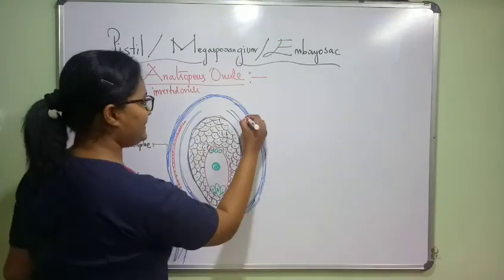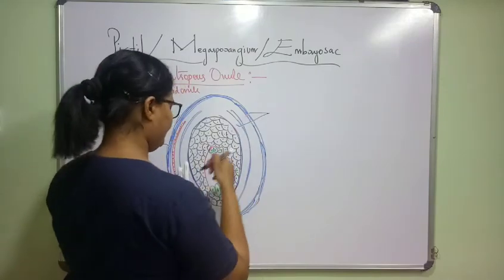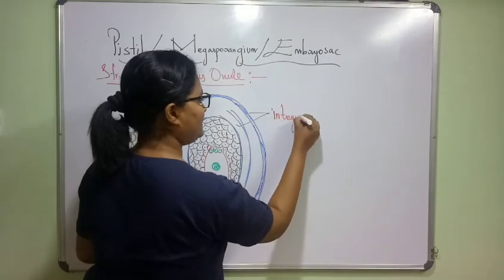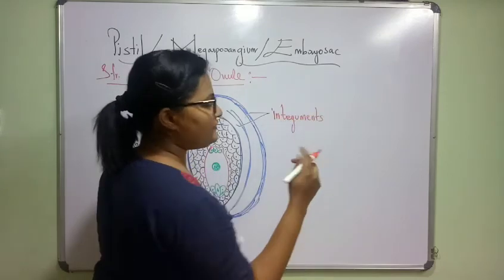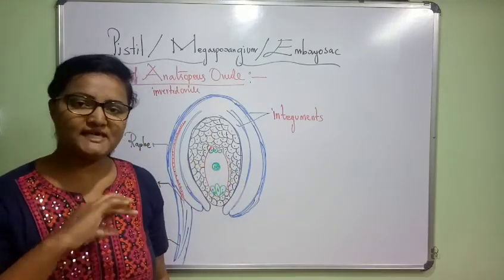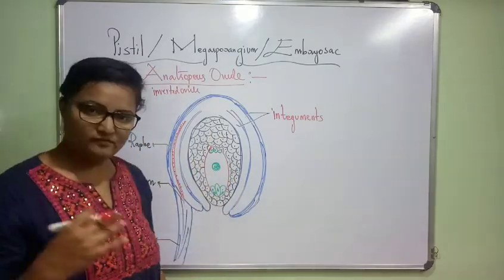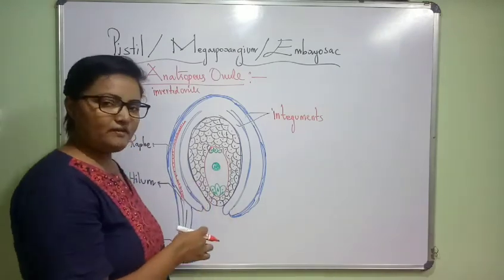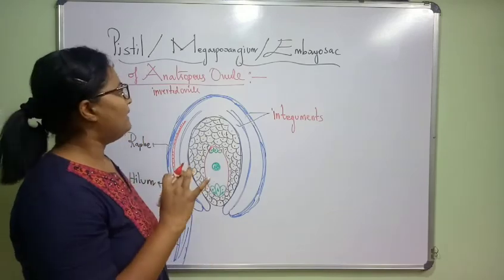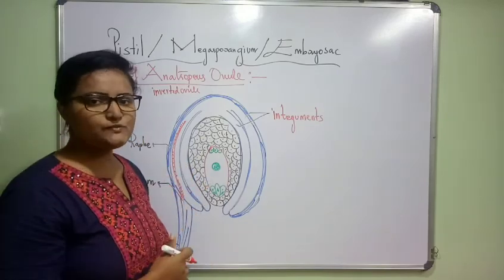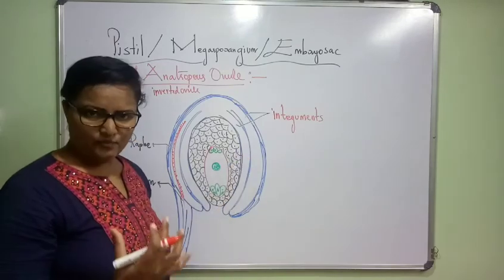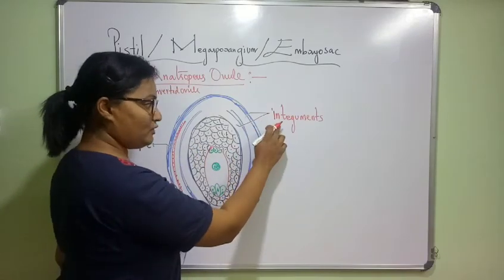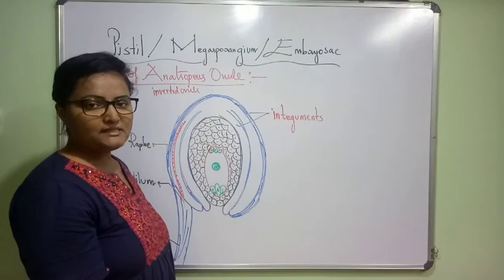Next, ovules are covered by two protective layers. Those two protective layers we call integuments, which in future form the seed coat, because the fate of the ovule itself is the seed. So the ovule's protective covering, in angiosperms, there may be two integuments sometimes. The future of the integuments is the seed coat.